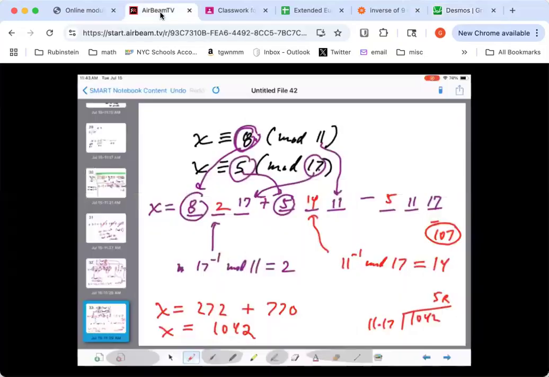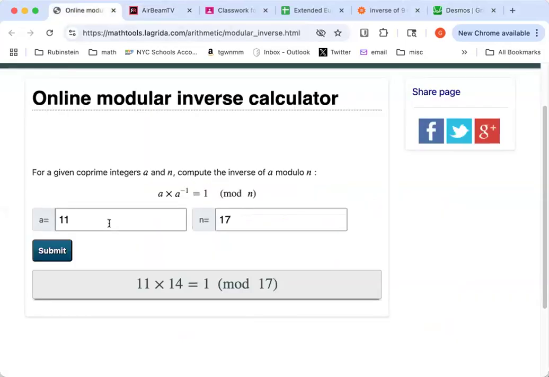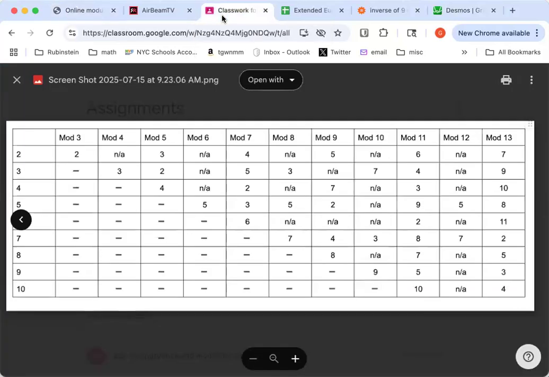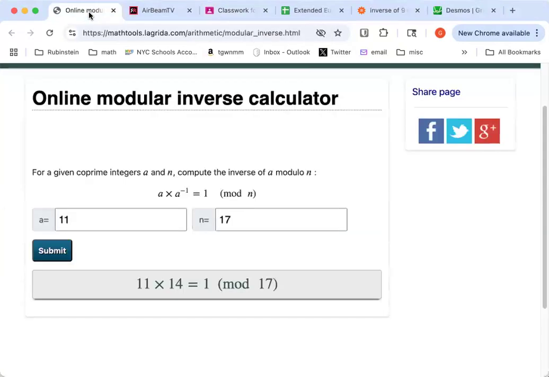How did we get 14 for this 5th slot? This one, right? Yes. That 14 I got by doing this. 11 inverse mod 17. Basically, it wasn't on our chart because our chart didn't go up to 17. But if it did, that's what it would be. Basically, 11 times 14 divided by 17 will be remainder 1. But it came from this.